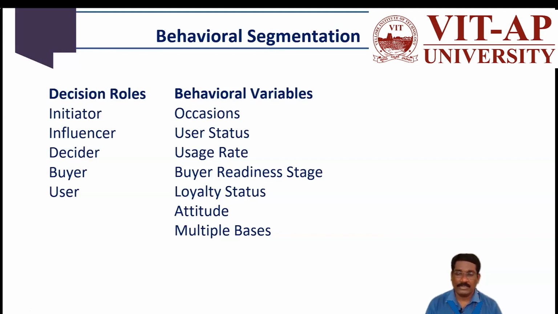I already explained the user status, and high, medium, and low talks about the usage rate of the customer. In the case of smoking, people try to classify the consumers as heavy smoker, medium smoker, or light smoker. And next one is the buyer readiness stage, whether they are ready to use the product or already using the product. Buyer readiness stage is also taken.